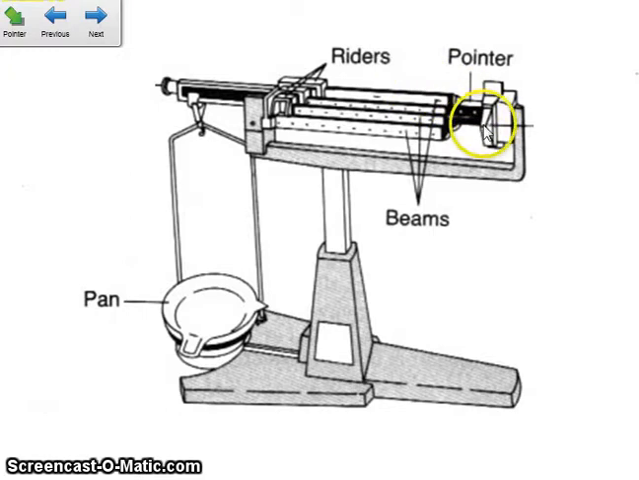We have a pointer here, and that pointer needs to line up with a line on the other half here. Here's your pointer, here's the line it needs to line up with, and when those two things line up, you know that the mass here is balanced with the mass of the riders on this side. You have to make sure that your balance is calibrated, and we do that using our adjustment screw, which is always found over here.